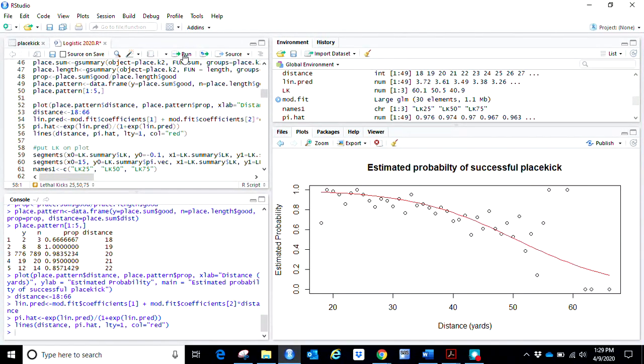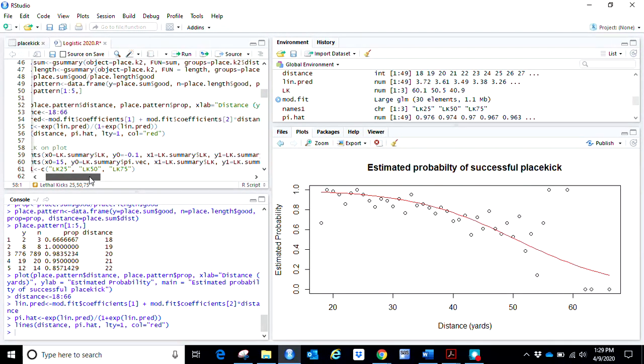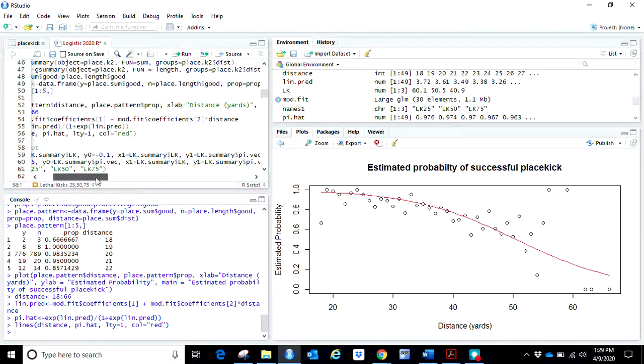The next part is really the new part. I'm going to actually put the lethal kicks on the graph. So thinking about what I'd want to do with this, I want to say, well, if you have a 75% chance, that's what you would like to have of making it, where does that distance fall? So since we're doing that backwards prediction, if I want that 75%, where am I going to fall down there? So I'm going to be putting some line segments on here.